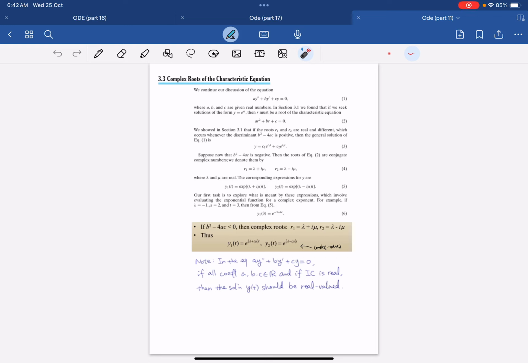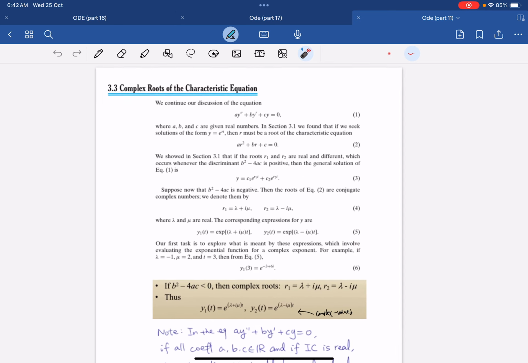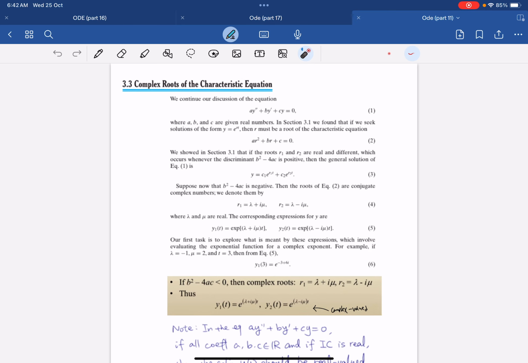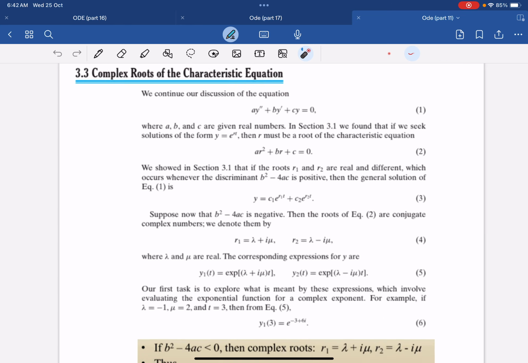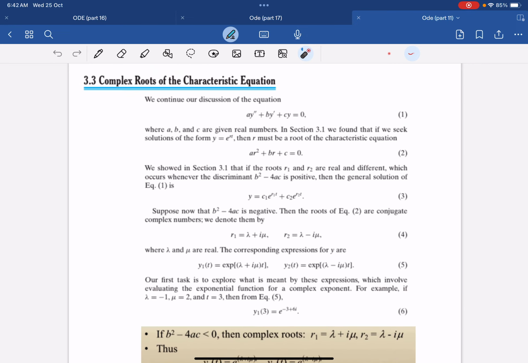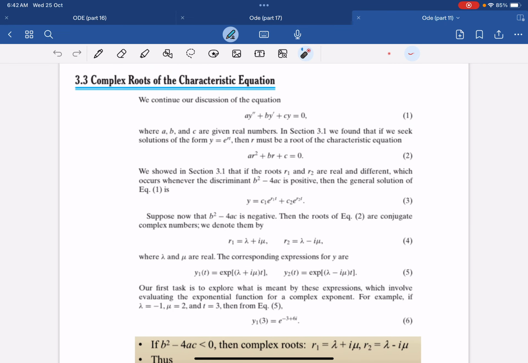Hi, in this video we'll be discussing what happens when there are complex roots for a characteristic equation. In the previous video we went through how to solve the characteristic equation when the roots are distinct and when the roots are real and equal. But what happens now when the roots are complex? Well, it is actually not too difficult, as the steps and procedure to solving it are the same.